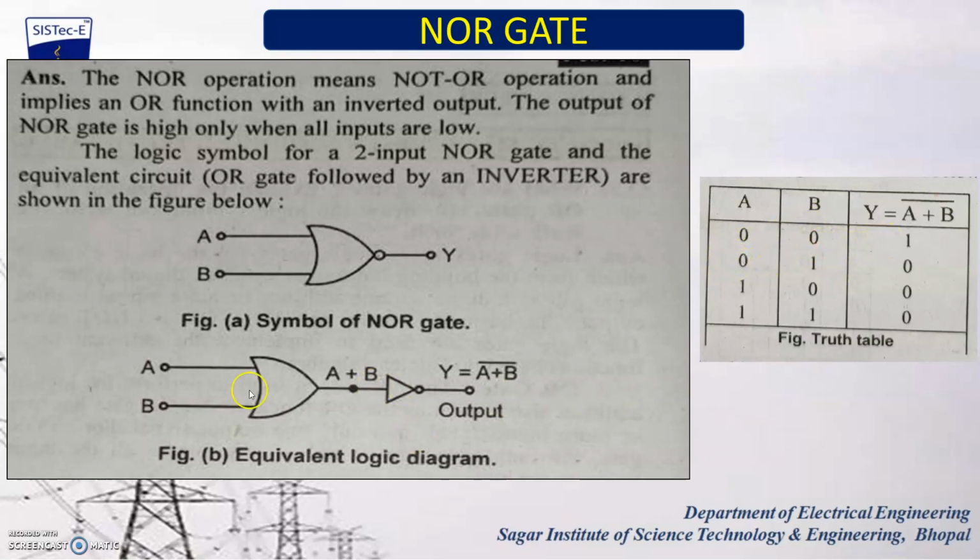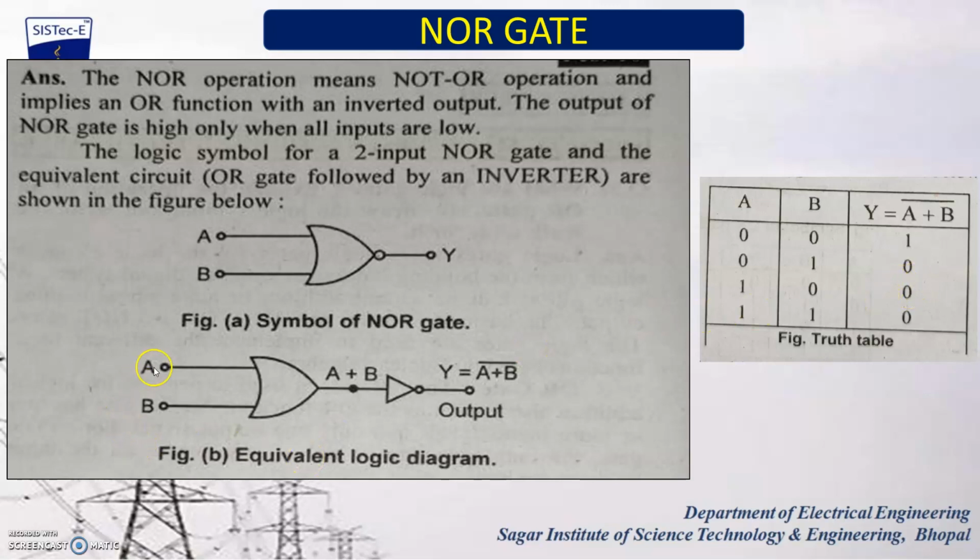Similarly, in case 2, when A is 0 and B is 1, means A bit is low and B bit is high. In that case 0 plus 1 is 1, and the inversion of 1, means when we apply 1 as an input to the NOT gate, we get 0, means low bit output. In the third case, when A is 1 and B is 0, means input A bit is high, B bit is low, 1 plus 0 is equal to 1, and the output of NOT gate when input is 1 will be 0. Then in the third case also the output will be 0.